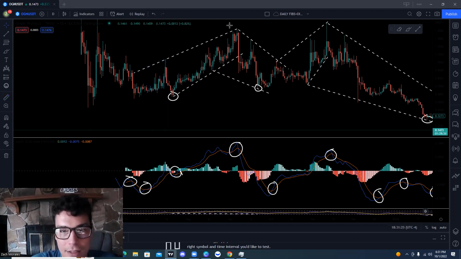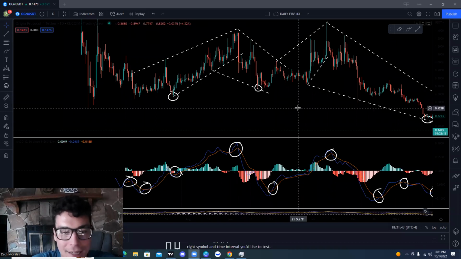Okay. In this instance right here, we ended up establishing a nice support level right around these areas here. We can see that there's a clear demand zone in this little box. Okay. And this is where buyers are stepping in the market. All right. Let's go ahead and look at our next MACD signal.